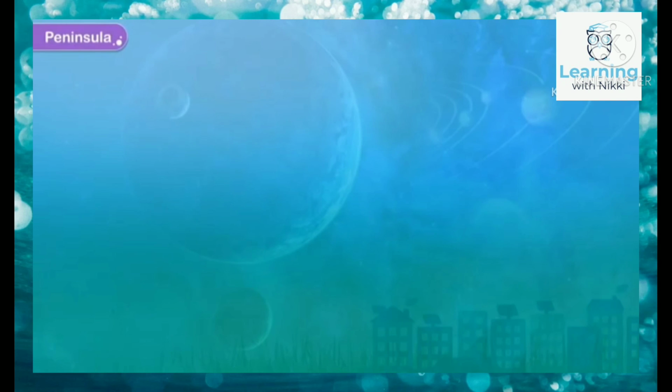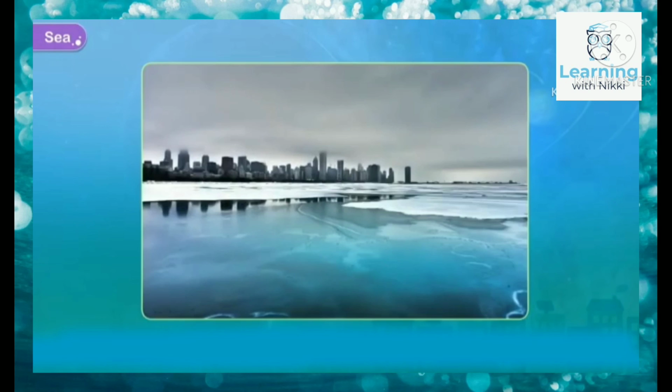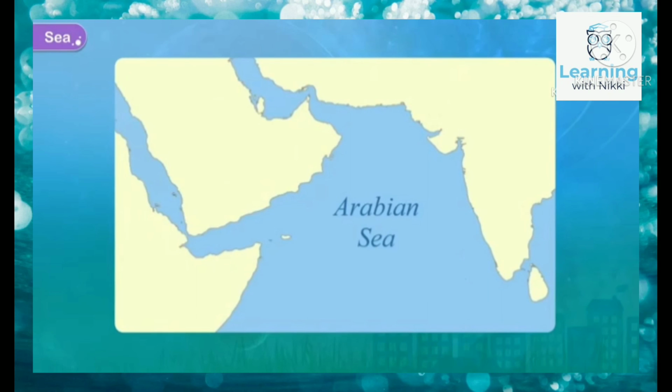Now see peninsula. A peninsula is a landform surrounded by water bodies on three sides and is connected to the mainland. Sea. Seas are water bodies found at the margin of an ocean and partially bound by land. The Arabian Sea is enclosed between the Arabian Peninsula in the west and the Indian Peninsula on the east.